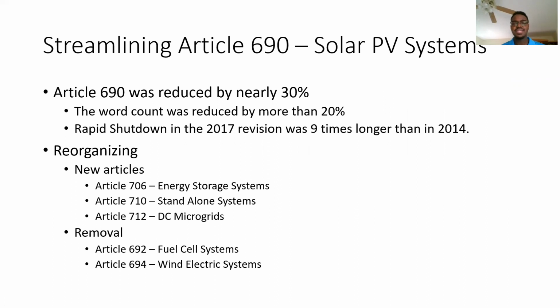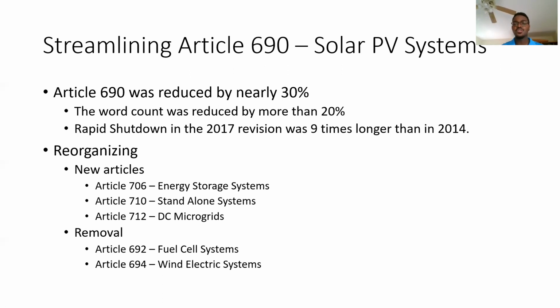And one of the main things that they did in this revision was they streamlined Article 690, solar PV systems. So they were able to reduce Article 690 by nearly 30%, and while doing so, they increased the rapid shutdown section to 9 times greater than what it was in 2014.